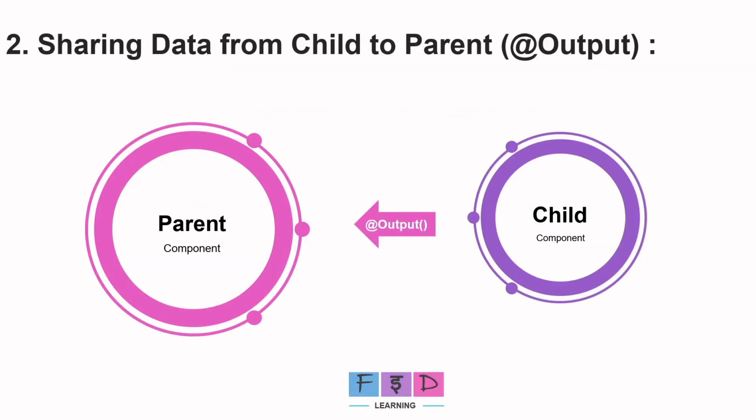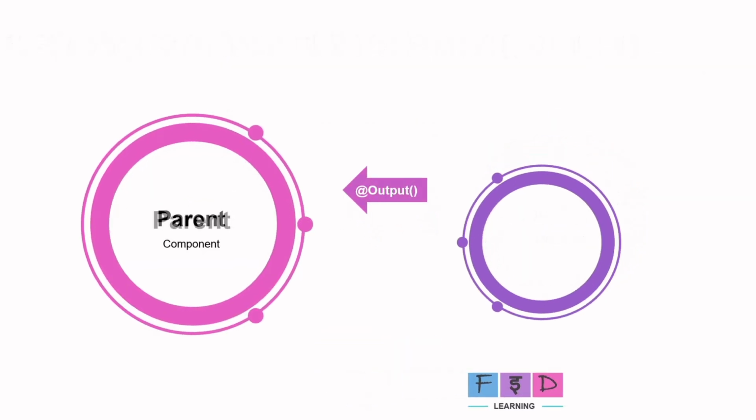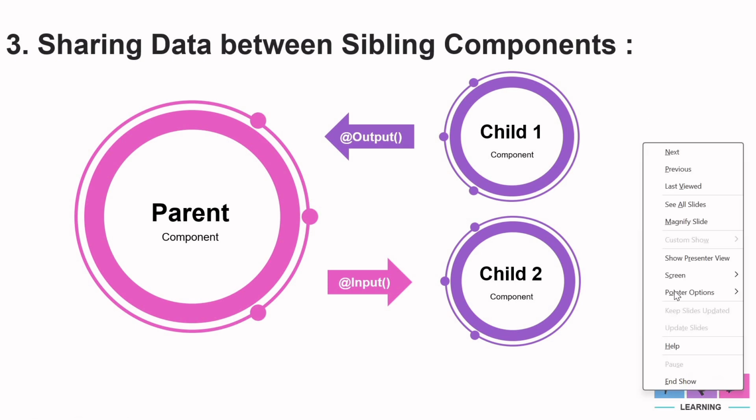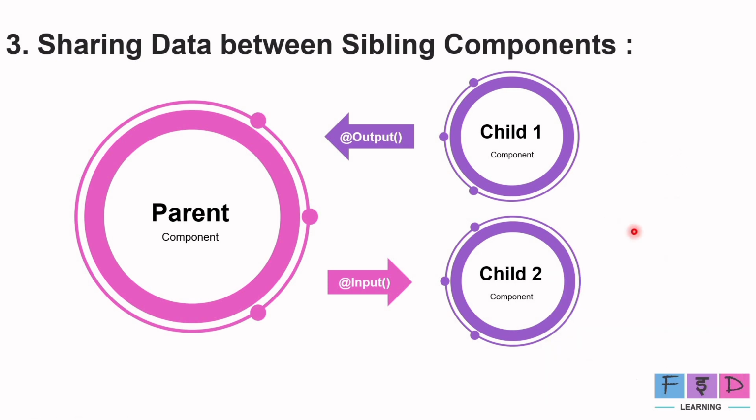Now let me switch back to the presentation and explore the third method of sharing data, called sibling components. This method combines the first two approaches using both the input and output decorators. This allows sibling components to share data in both directions. For example, let me add the pointer here and consider two components, child 1 and child 2, that want to share data.